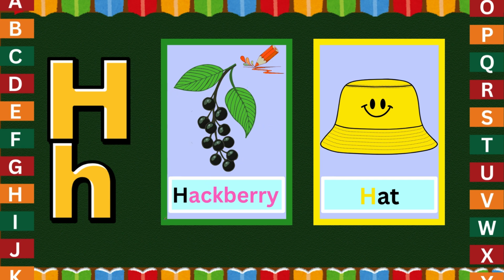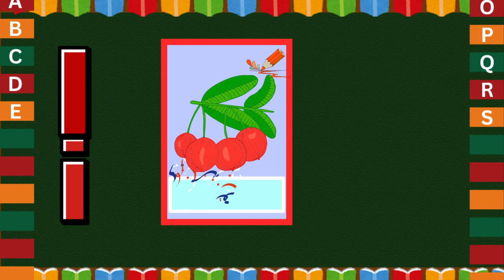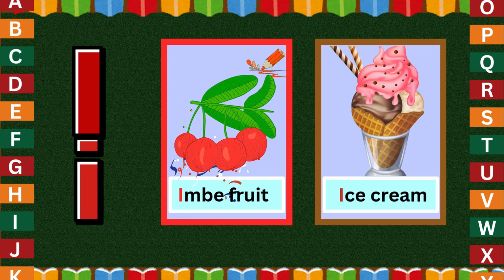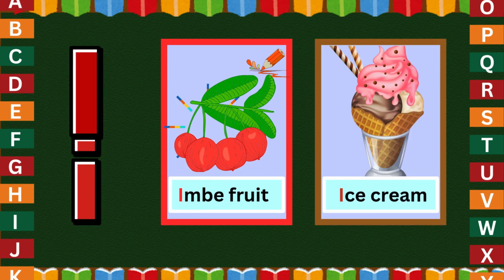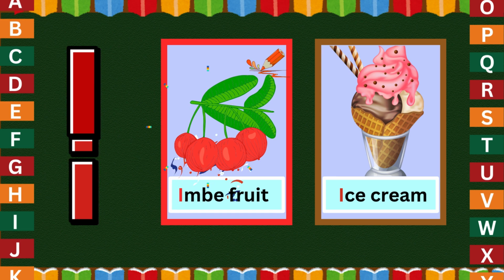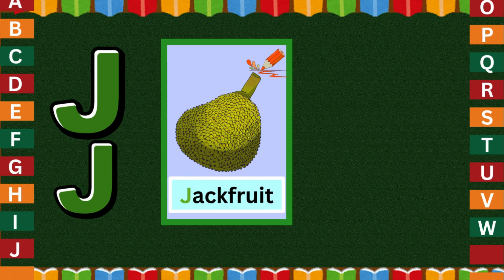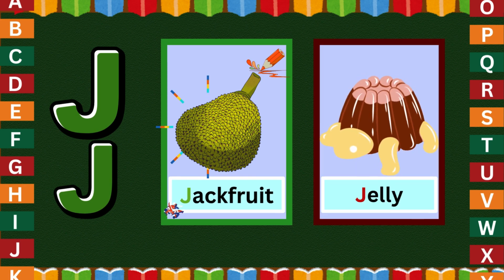W for wood. W for watermelon. X for xeris. X for xylem. Y for yams. Y for yarn. Z for zucchini. Z for zodiac. Now let's review. J for jackfruit. J for jelly.